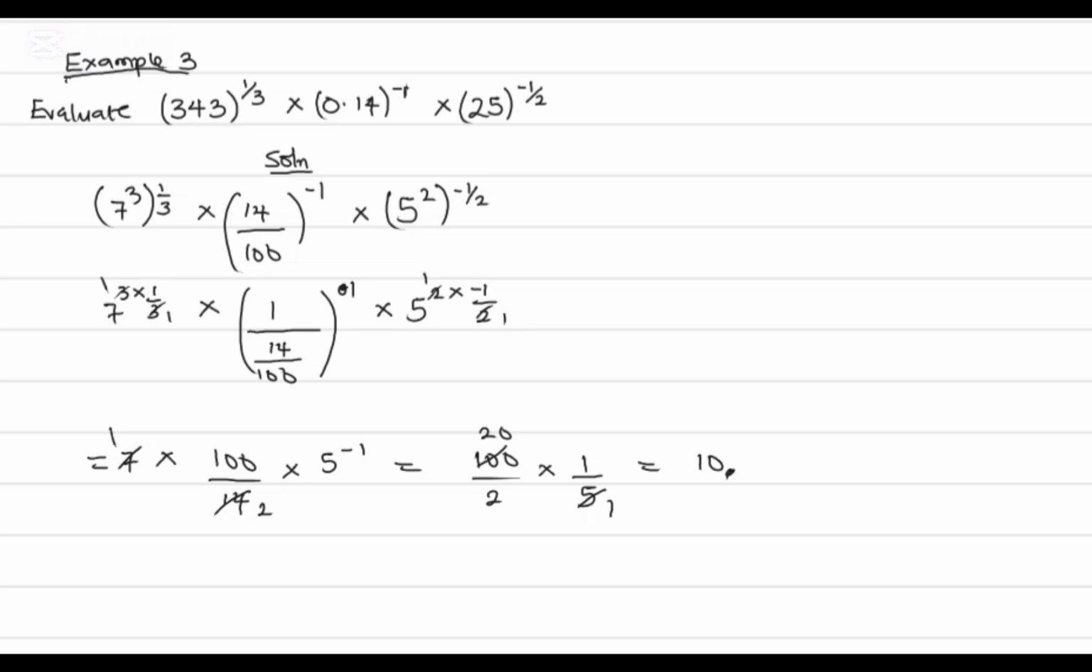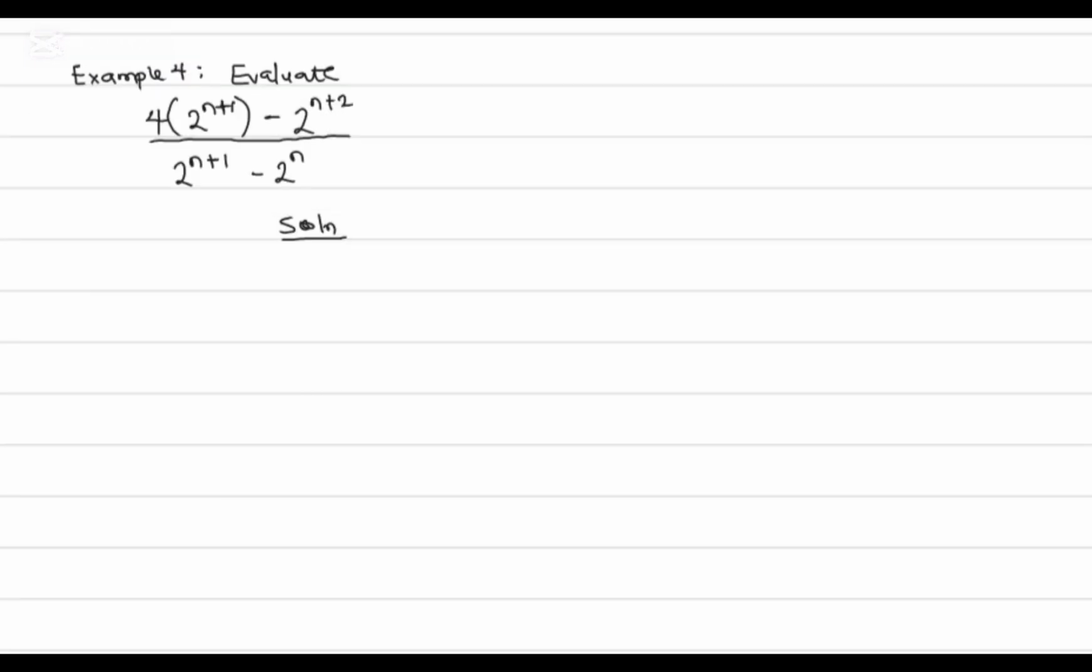So let's look at example 4. So let's solve this now. We have 4 into bracket 2 raised to the power n plus 1 minus 2 raised to the power n plus 2, all over 2 raised to the power n plus 1 minus 2 raised to the power n. But this is very, very simple.